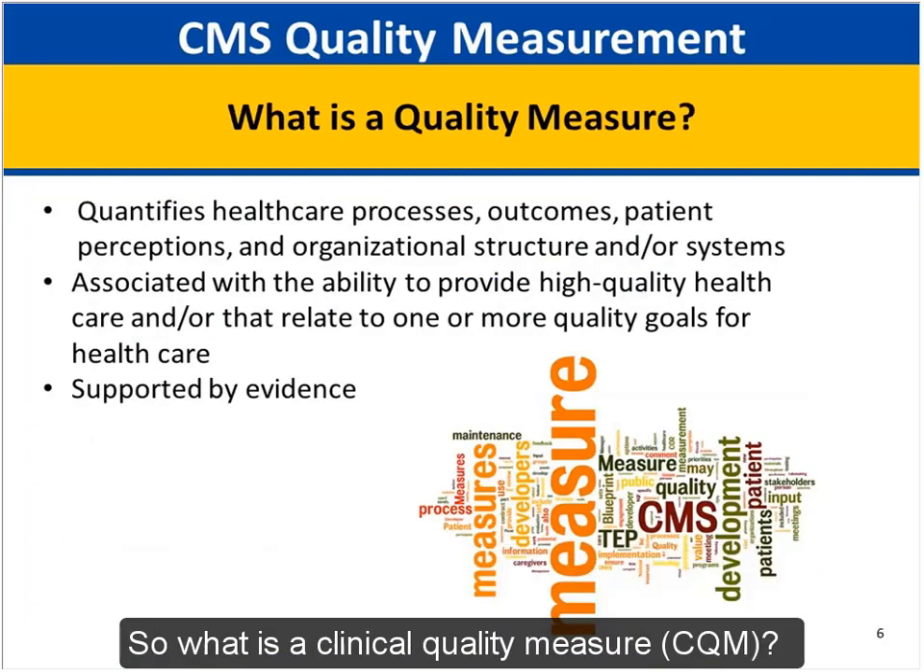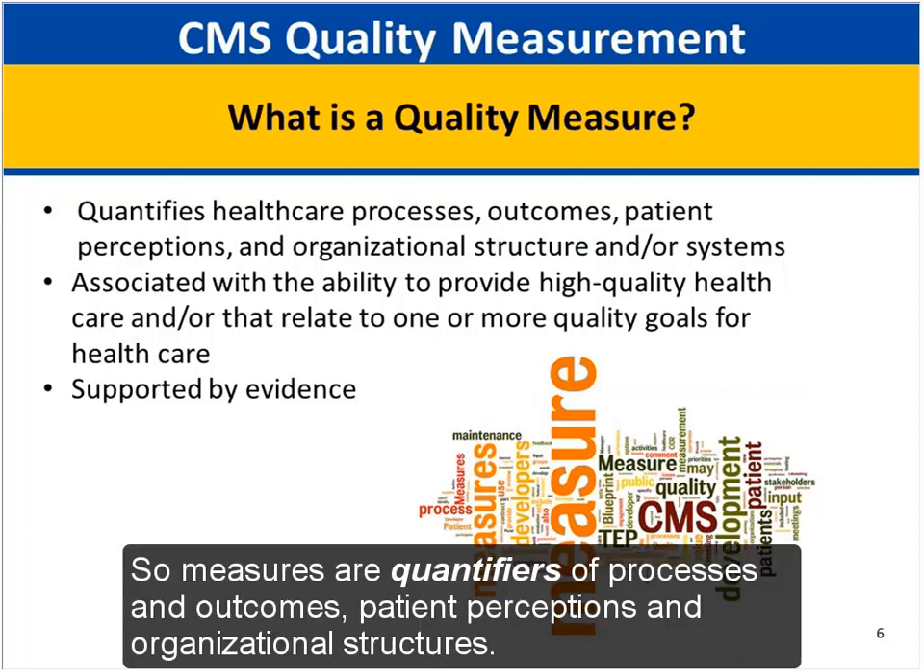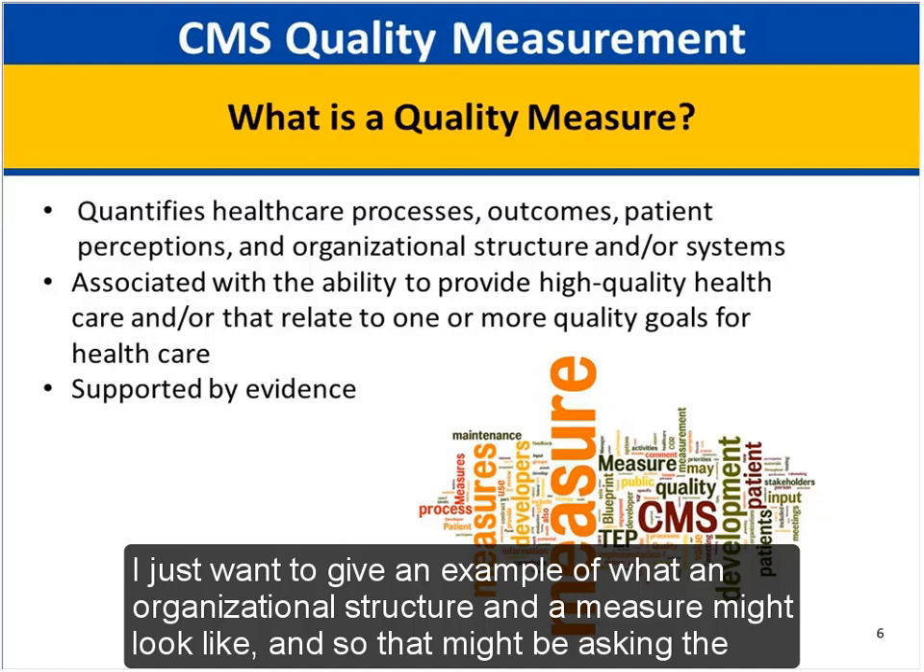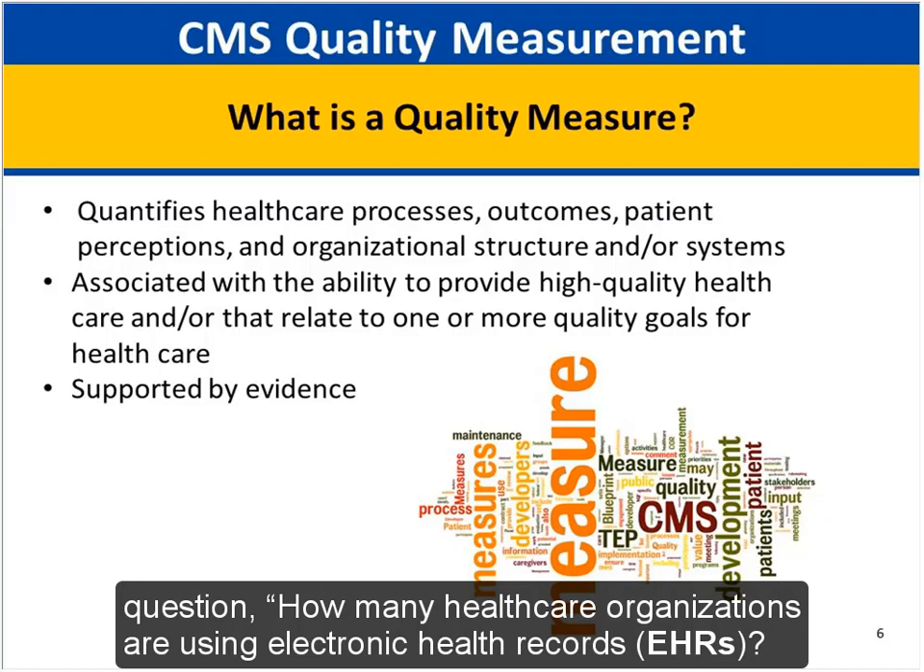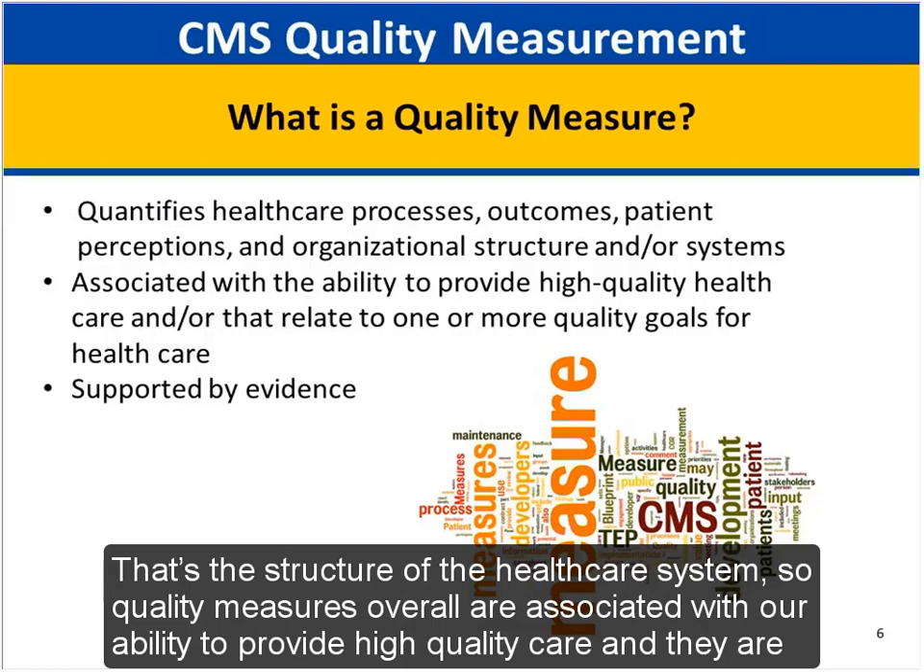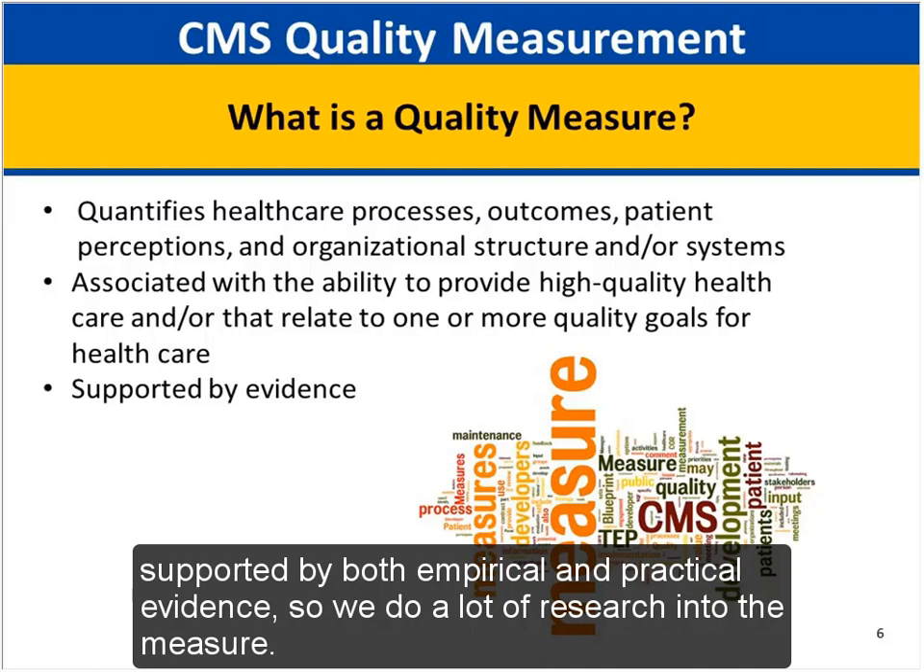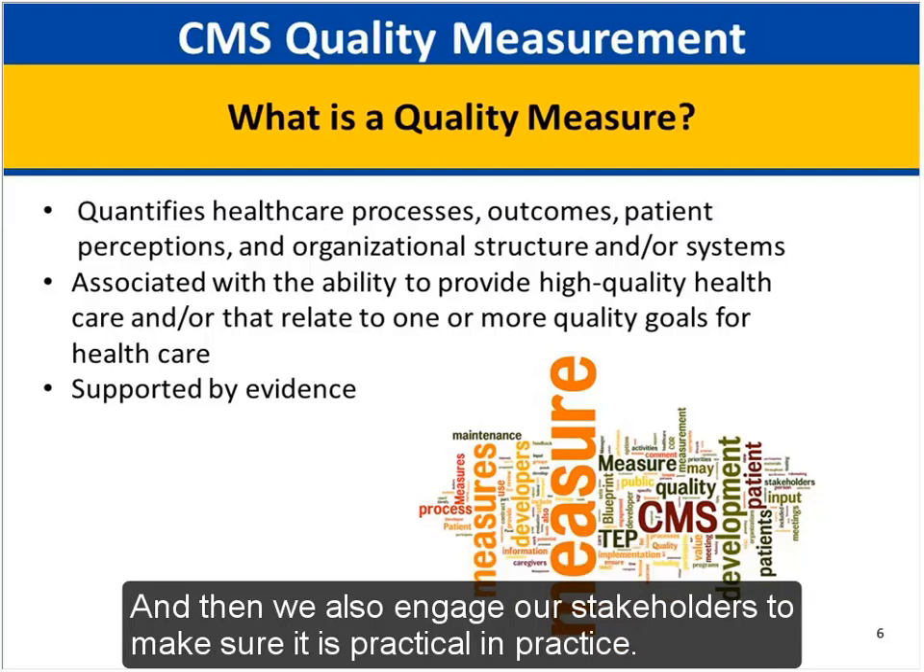So what is a clinical quality measure? Measures are quantifiers of processes and outcomes, patient perceptions, and organizational structures. I want to give an example of what an organizational structure measure might look like. That might be asking the question, how many healthcare organizations are using electronic health records? That's the structure of the healthcare system. Quality measures overall are associated with our ability to provide high-quality care, and they are supported by both empirical and practical evidence. We do a lot of research into the measure, and then we also engage our stakeholders to make sure it is practical in practice.